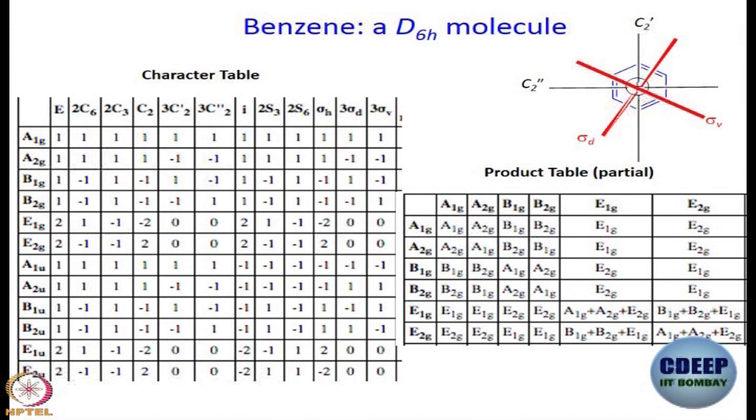Of course, E everybody understands. C6 not difficult to see. Where is C6? C6 is perpendicular to the benzene ring and it goes through the center. What is C3? And why do I have two C6? Where is the other C6? One is clockwise and the other is anti-clockwise. Great. What is C3? C3 is just C6 square, clockwise or anti-clockwise. Are we clear? Then what is C2?